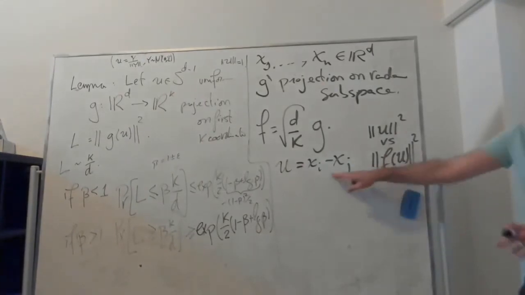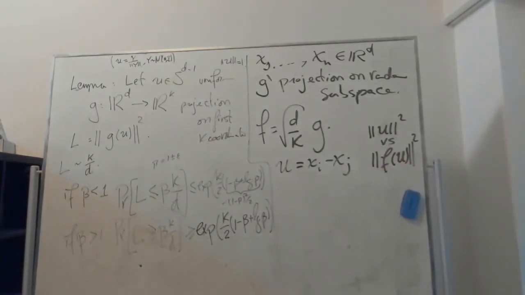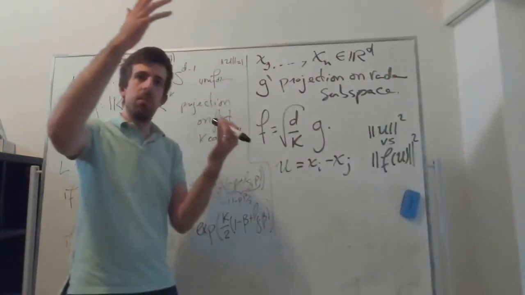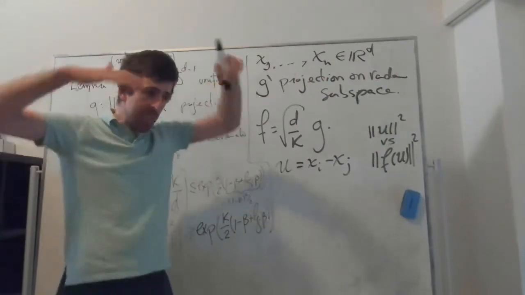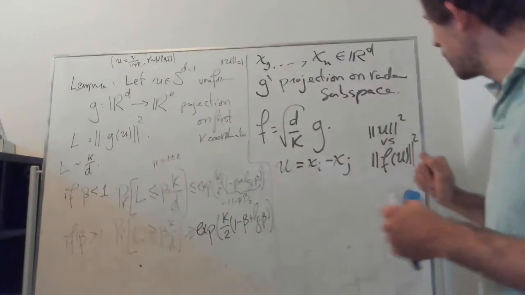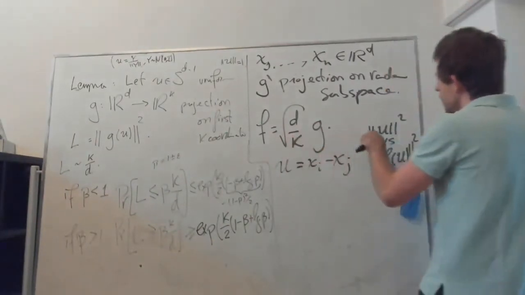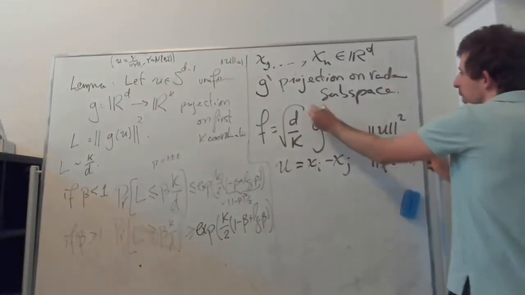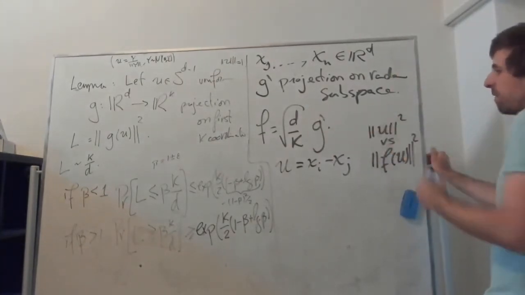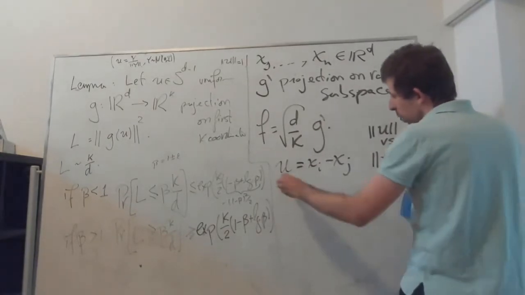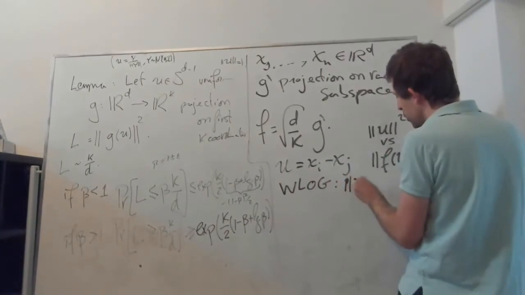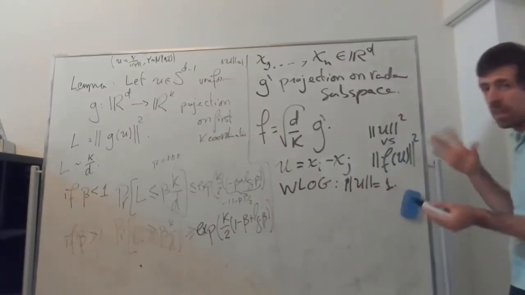But now u is fixed and f is random, but it's exactly the same. If I have a vector u fixed and I take a completely uniform random projection, this is the same thing as fixing the projection and considering u at random. So thinking of u fixed and f random is exactly the same thing as thinking of u random and f fixed. Without loss of generality, I can take the norm of u to be 1, because I can just rescale if I want.